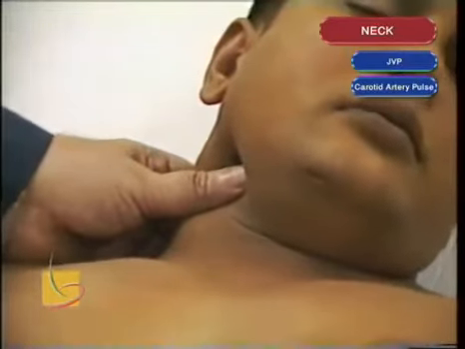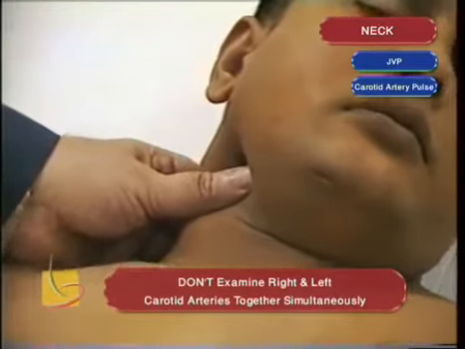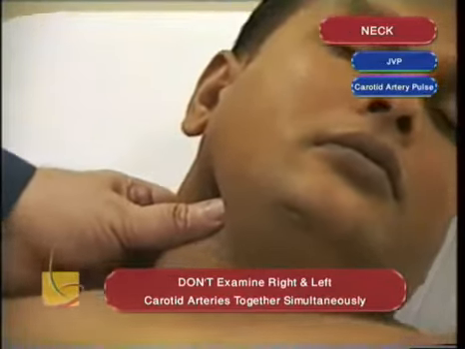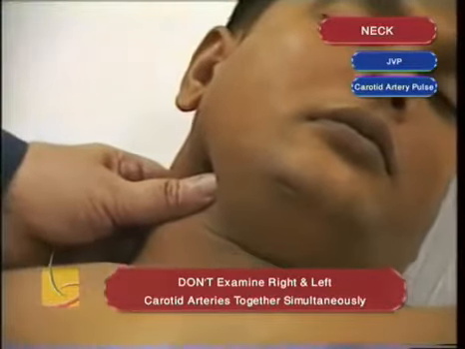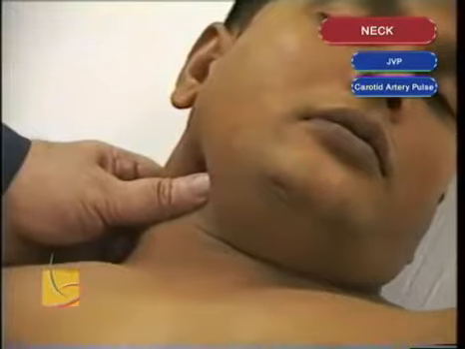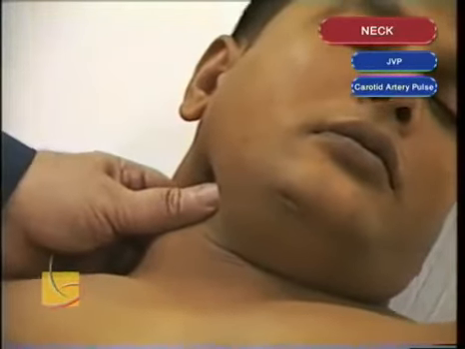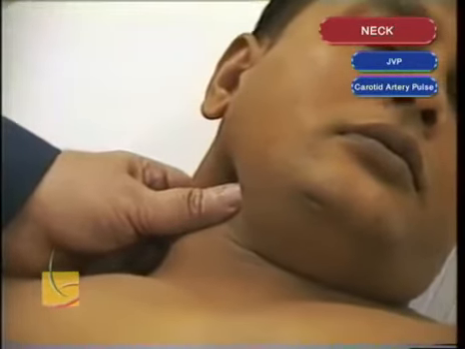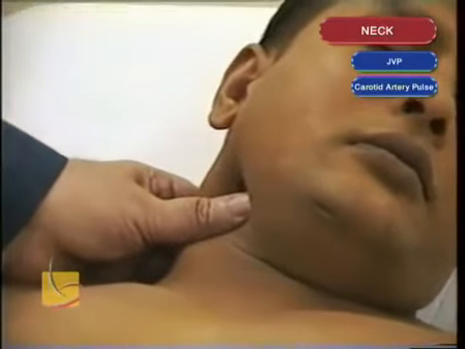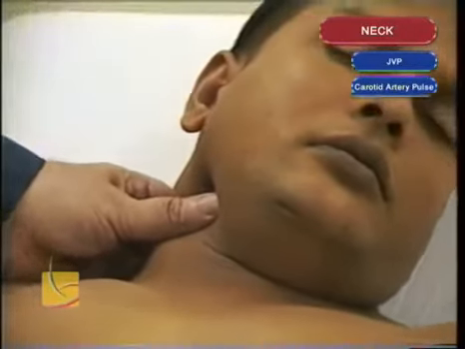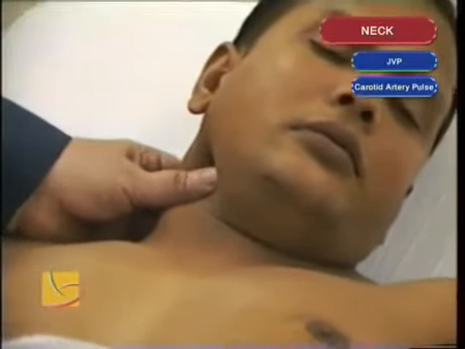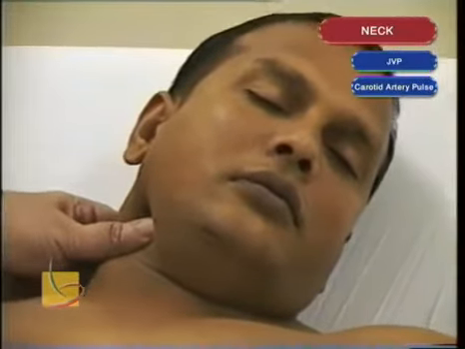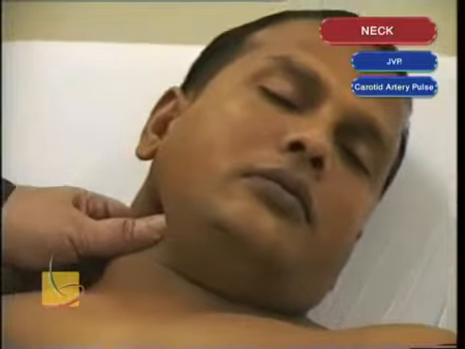And don't massage, and don't examine the two arteries together, right and left, because if you examine both together in elderly age group and in patient with carotid hypersensitivity, patient may get syncope, may get fainting attack due to stimulation of baroreceptors in the carotid sinus, which will stimulate the cardioinhibitory center in medulla, which will inhibit the heart. It will cause bradycardia and hypotension, and it will cause fainting for the patient. So avoid massaging the carotid artery.